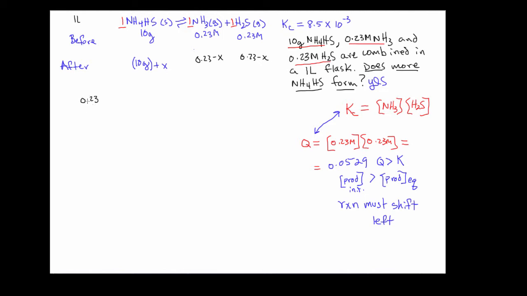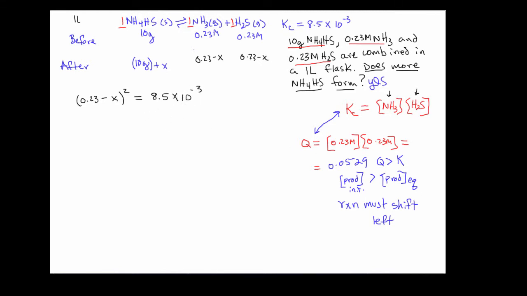0.23 minus x, and I'll go ahead and just show that as quantity squared, since we're going to be multiplying this value times this value, and the two quantities are the same. So this is going to equal 8.5 times 10 to the minus 3.